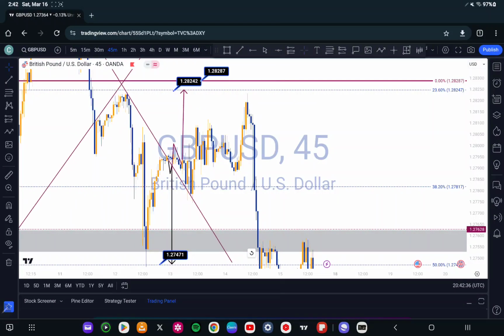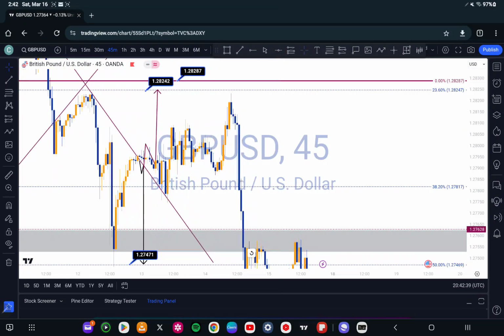Hi guys, so this is my analysis update on GU guys. What are we expecting on GU?